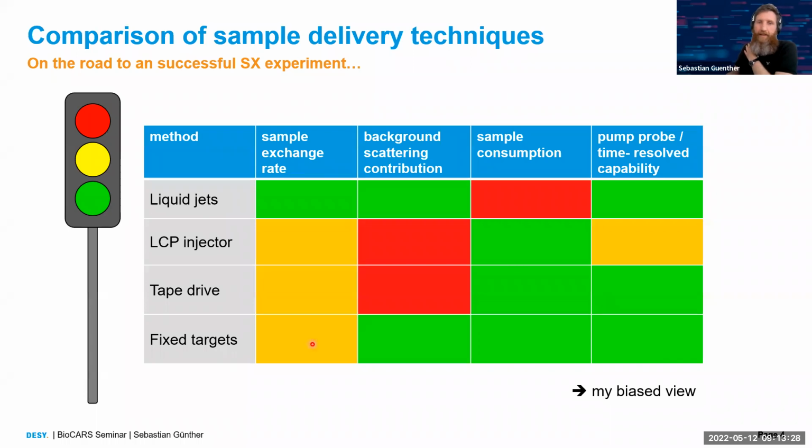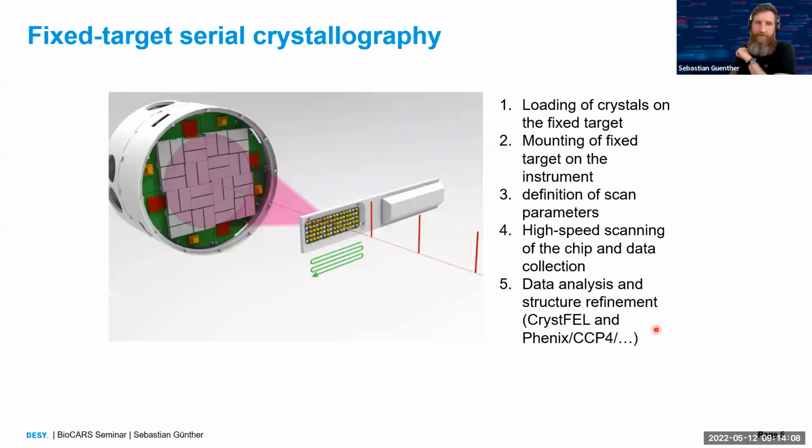And with the fixed targets, you can have intermediate, I would say, exchange rates. We have done this already at up to 1 kilohertz, which is not enough for the European XFEL, but we will get there, hopefully. And with the fixed targets, you can reach very low background levels, which I will show you in a second. Sample consumption is very good because in theory you can hit each crystal which you put on your fixed target. And as I will show you, they can be easily used for pump probe experiments.